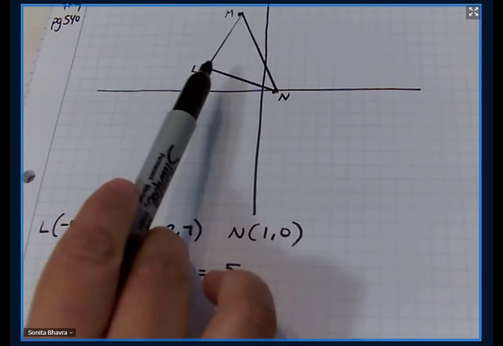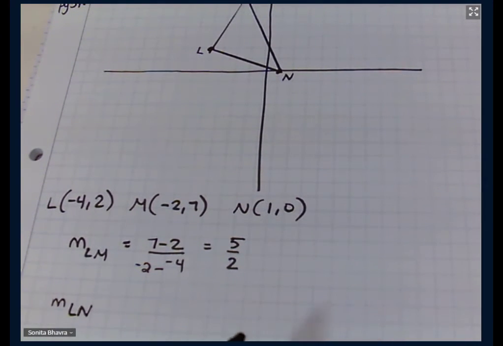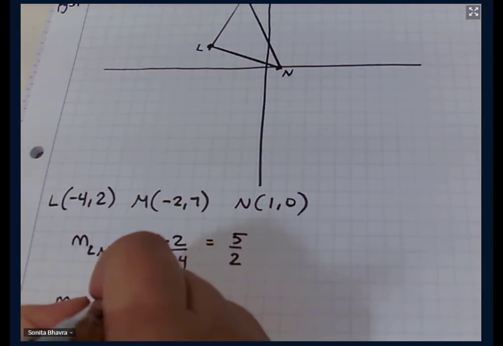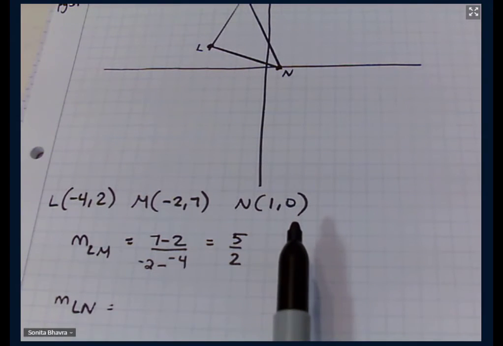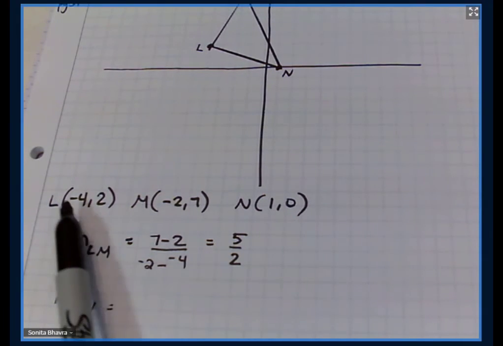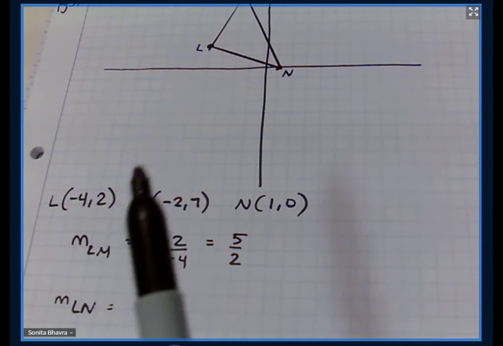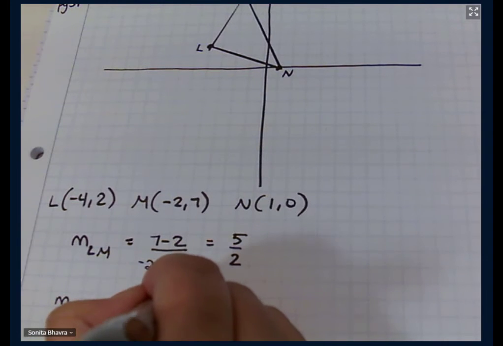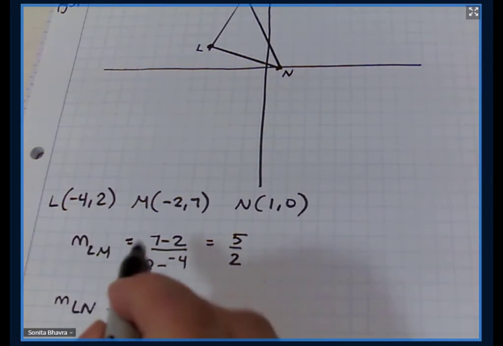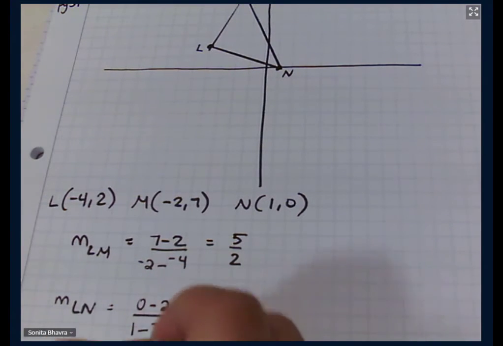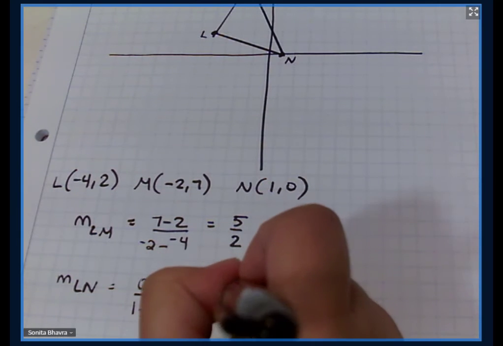All right, so this line here, L to N. So using my 2 points here, I'm using L and N. So 0 minus 2, and then 1 minus -4, and I end up with -2/5.